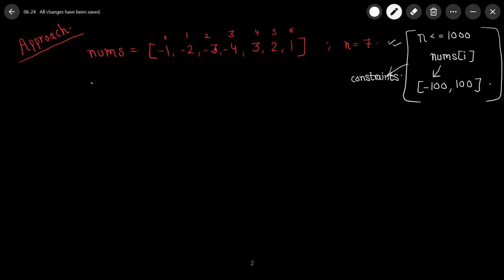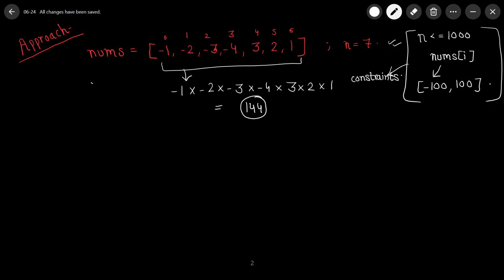So the first idea you might think of is let's just multiply all the elements and compute the product. Like here, if we multiply, we get minus 1 into minus 2 into minus 3, minus 4, 3, 2, and 1, which gives 144 as the result. And we check it's a positive number, so we return 1 as output. So here it works.